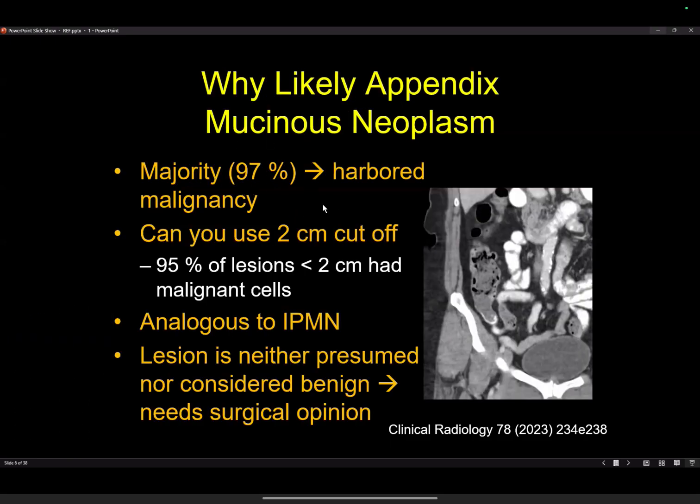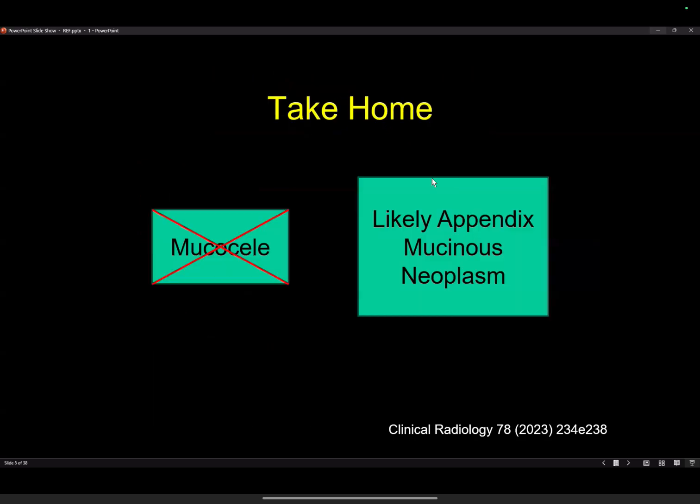Because when they looked at these fluid-filled dilated appendices and they were resected, the majority of them harbored some foci of malignancy. Now, some people use the 2 centimeter cutoff and say you should only call it likely neoplastic if it is more than 2 centimeters. But as you can see, the majority of lesions less than 2 centimeters can also harbor malignant cells. It's analogous to what we see in the pancreas with IPMN. So when you see something like this, always use the term likely appendiceal mucinous neoplasm.